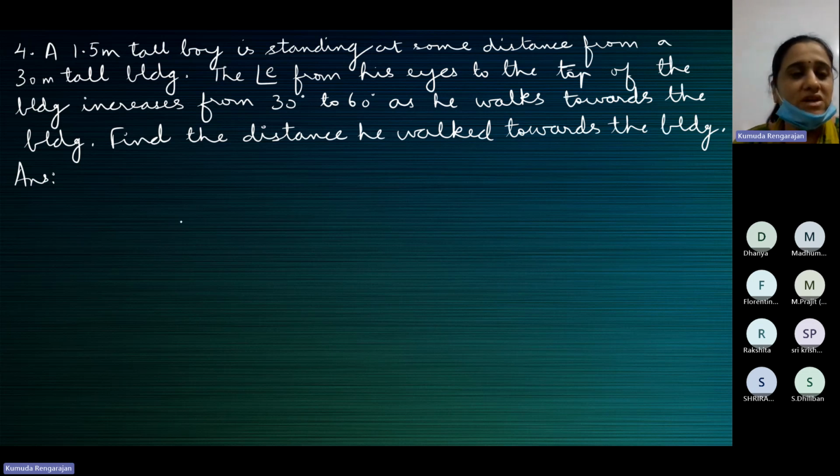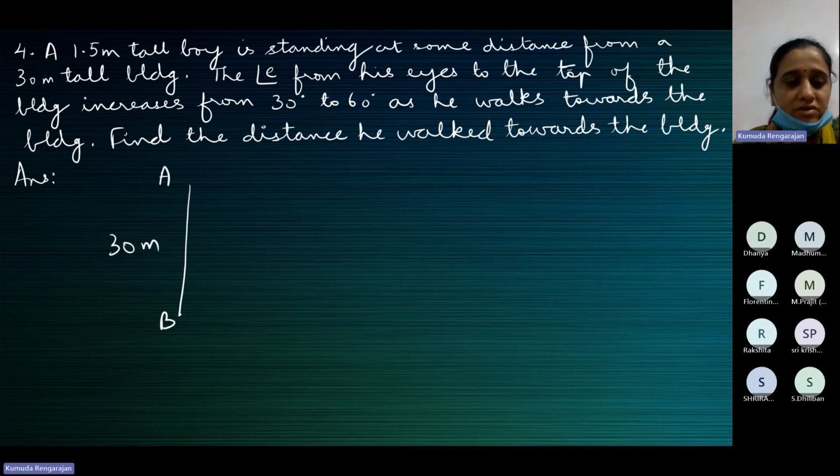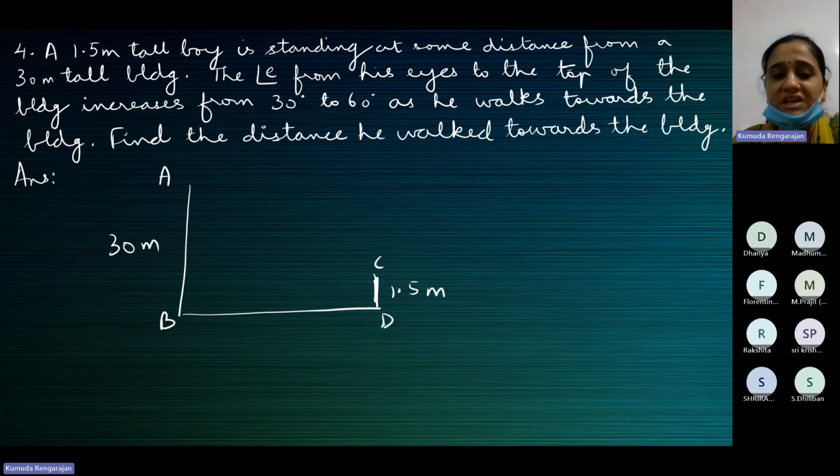So let's represent the structure. There is this 1.5 meter tall boy and there's this building. Let's say this is the building. AB is the building, 30 meters tall. This is the ground level. And this is the boy, the 1.5 meter tall boy. We'll call him CD.